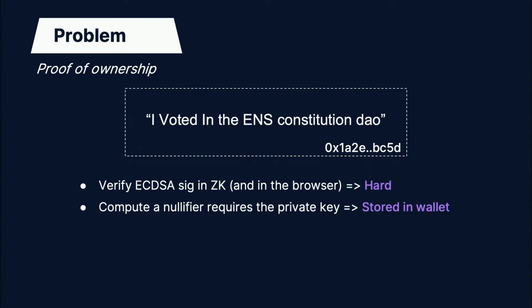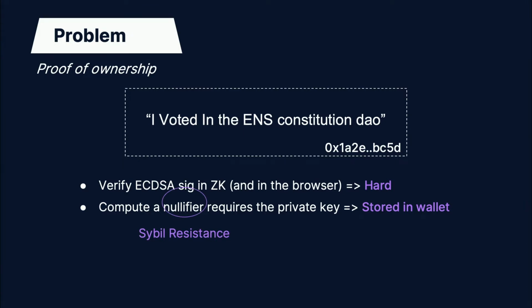The problem is that the first one is hard. In fact, it's less and less hard because I think you did an amazing job, and I know that you worked a lot on this, and the browser verification of ECDSA is really faster. But we still have the problem of how we are going to compute this nullifier, because the private key is stored in a hot wallet or cold wallet, and we don't have access to this private key.